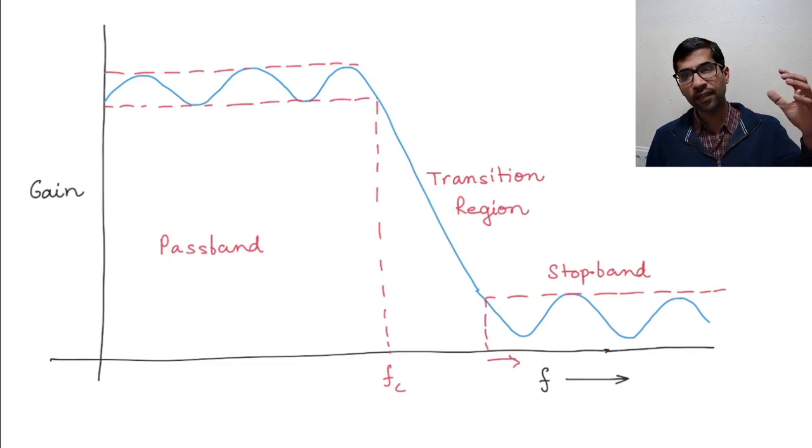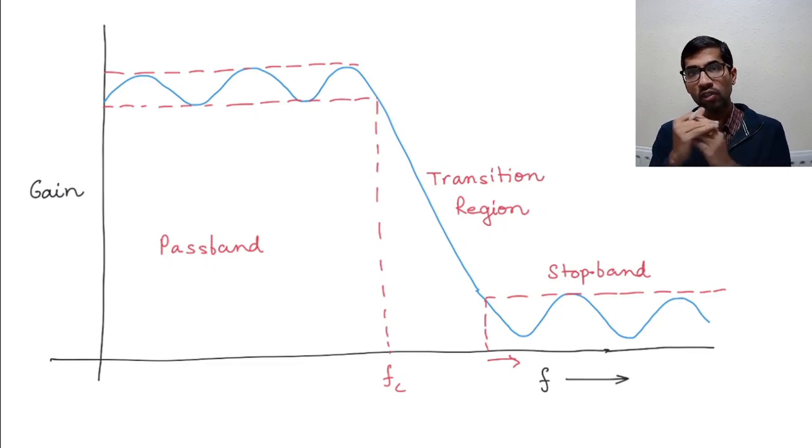Where the gain is less than what it would have been in the pass band, but it is not so less that we can say that it is already in the stop band.